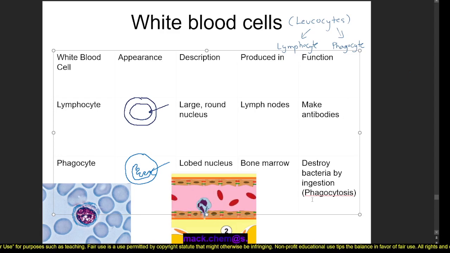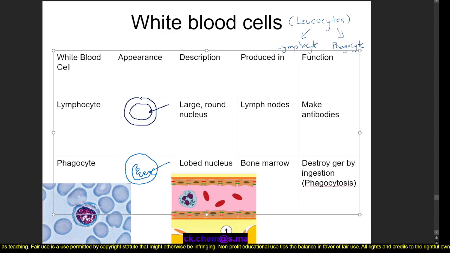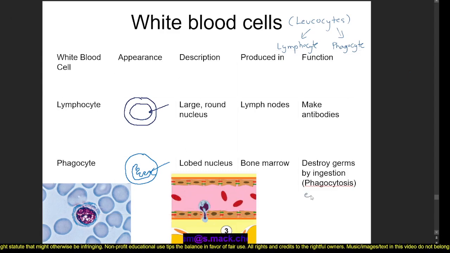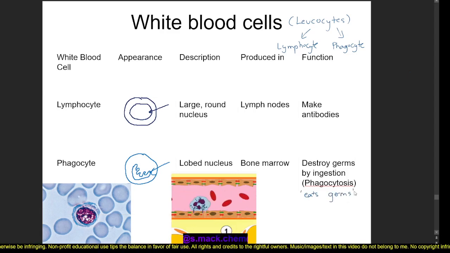We say that phagocytes destroy, and I'm going to take out this word here and replace it simply with germs. They destroy germs by ingesting the germ, right? This means, in very simple layman's terms, the phagocyte goes up to a germ and they eat them, right? So they just eat them, break them down, and spit out whatever else is left.